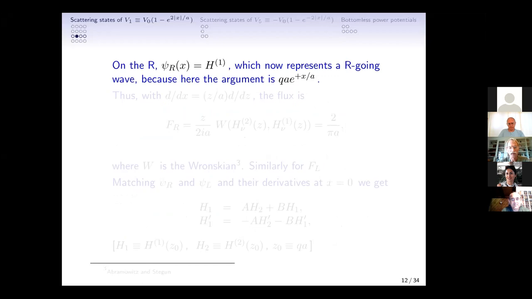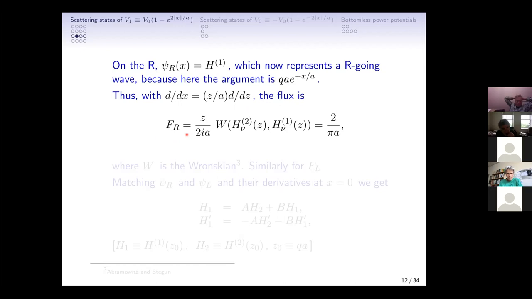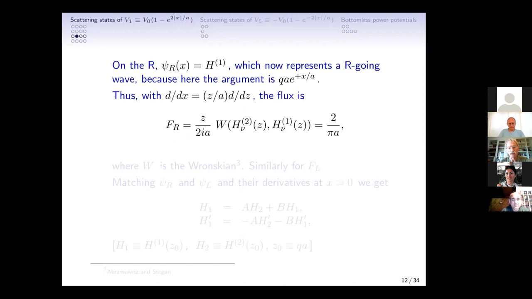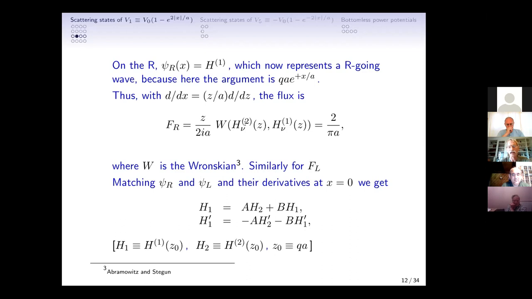So the flux actually is this, because it's the Wronskian of H1 star with H1, but H1 star is H2. So it's this Wronskian, and that's actually something very simple. It just comes out to be a constant here. So you've got a constant flux on the right-hand side, and similarly on the left-hand side. So in order to calculate the scattering coefficients, you have to match psi right and psi left on the derivatives, and you get these two equations.